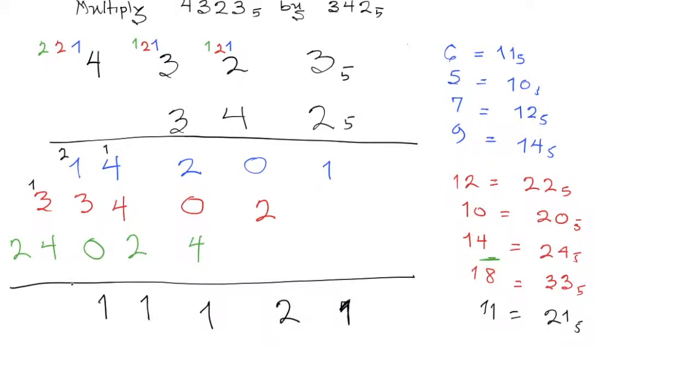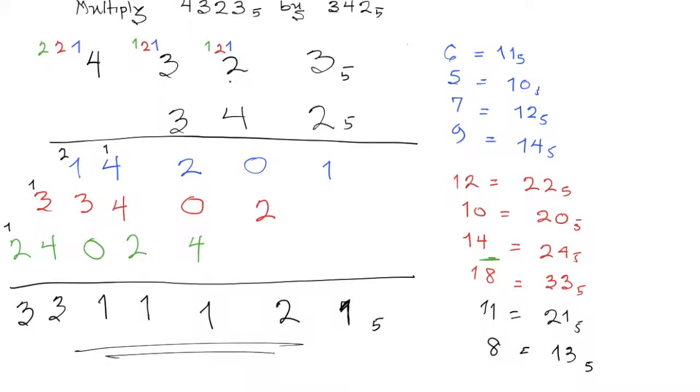Plus 4 is 8. 8 in base 5 is 1 bunch of 5 and 3 units. So we move our 3 and we carry our 1 right here. 1 plus 3 is 3. So this is our answer in base 5.